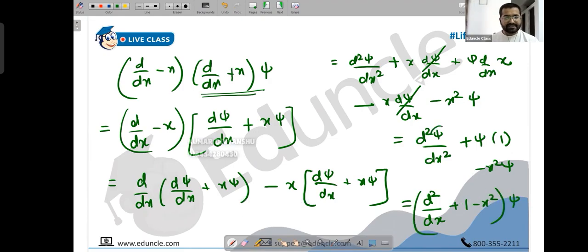I'll just take psi common. d square upon dx square plus 1 square plus 1 minus.